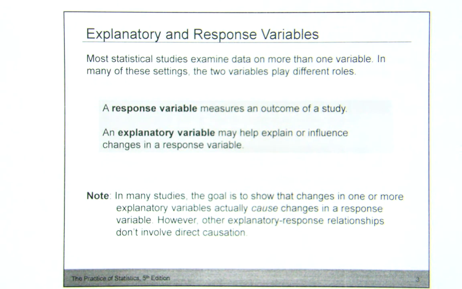So note, in many studies, the goal is to show that changes in one or more explanatory variables actually cause changes in a response variable. That's the typical goal when you do an experiment in anything scientifically researched. You want to know, does your explanatory variable actually cause changes in the response variable? However, explanatory-response relationships don't always involve direct causation. Sometimes one can have nothing to do with the other, it just so happens to work out that way.